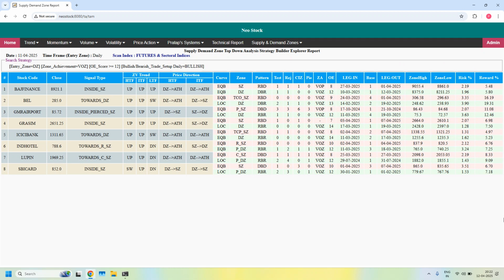Remember, on daily we are not filtering PR-set zones. From the 75 minutes entry time frame onwards, we will filter, because the daily PR-set zone strategies might be effective. Those who are interested in PR-set zones can apply it. Here a few stocks might be having PR-set zones.